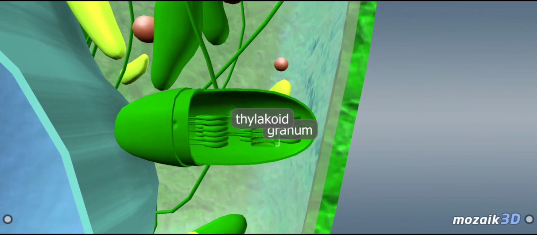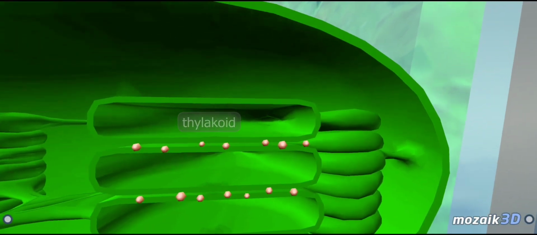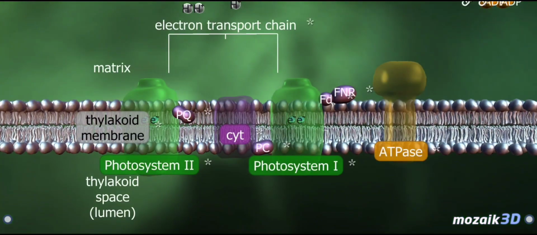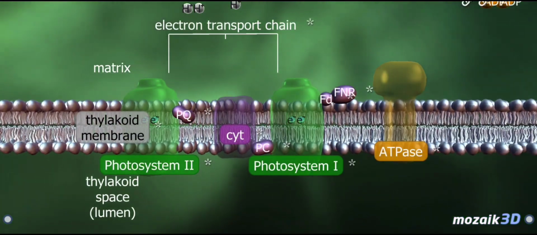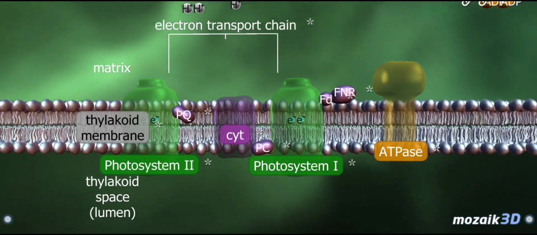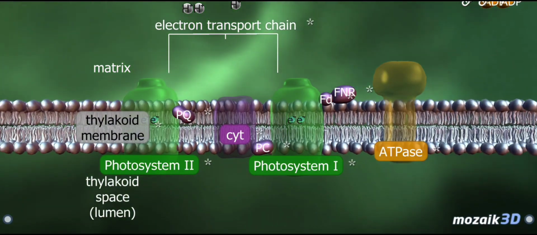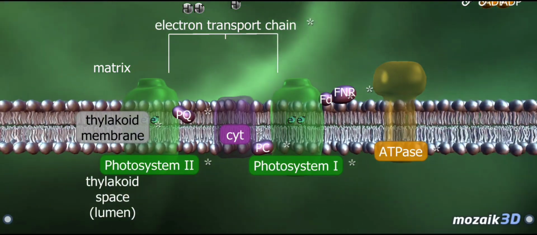The thylakoid membrane contains the key enzymes for the light phase of photosynthesis. The most important of these are the two photosystems and the electron transport chain between them. The photosystems contain protein-bound, light-absorbing pigments, the most important being chlorophyll.